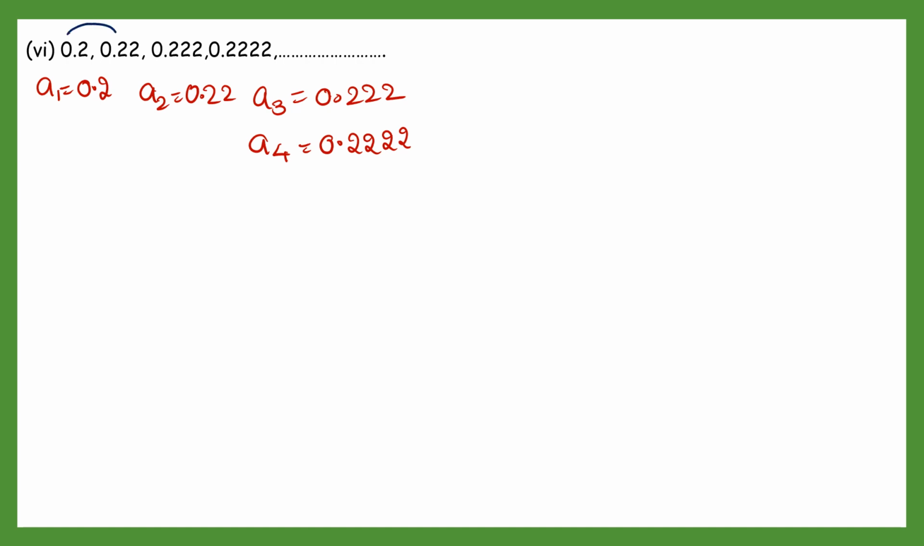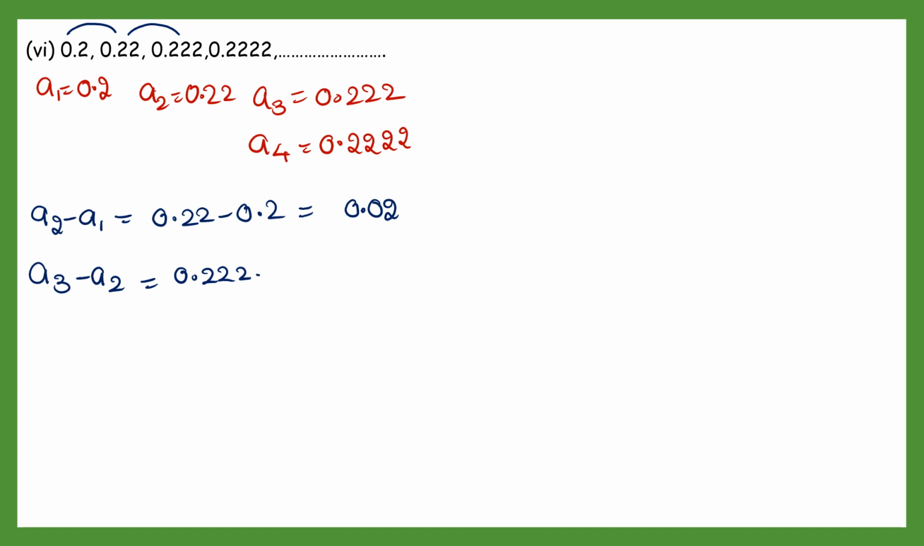So, let's find the difference between first and second terms, that is A2 minus A1. So, 0.22 minus 0.2, what do we get? We get 0.02. Now, the difference between third and second term, A3 minus A2. So, 0.222 minus 0.22, we get 0.002. So, if you observe, A2 minus A1 and A3 minus A2 are not same.